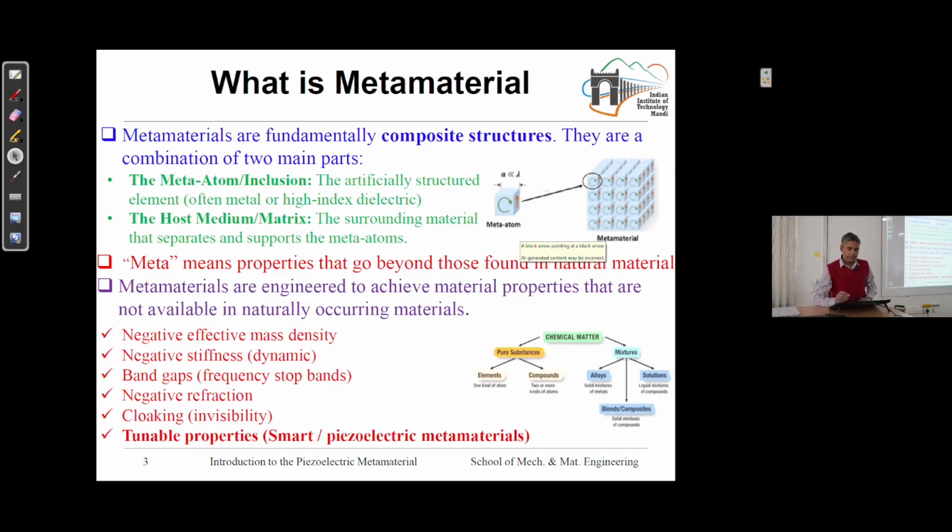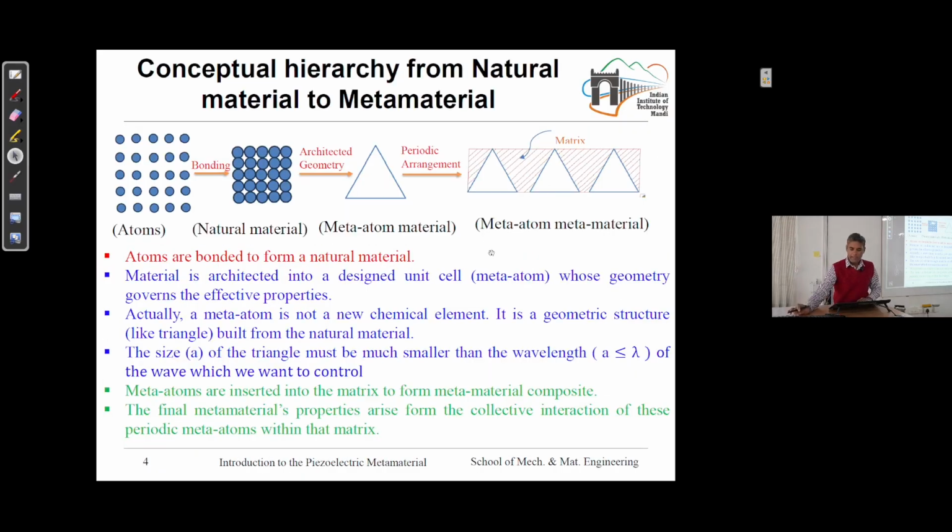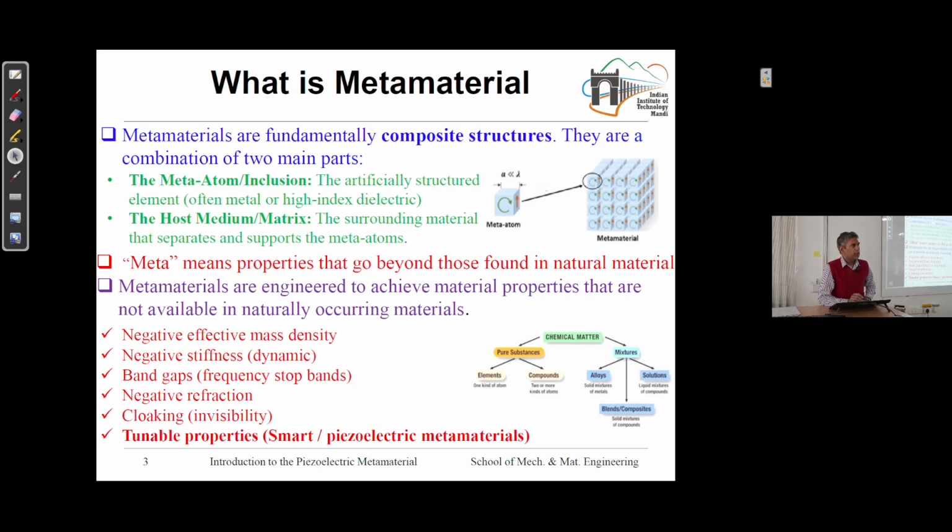So, if you look at this, the meaning of meta is beyond. So, meta means beyond. In metamaterials, it means the properties which are beyond those of existing natural materials. That is, if you want to develop a material that does not have the property in natural materials, then we can use the metamaterial.